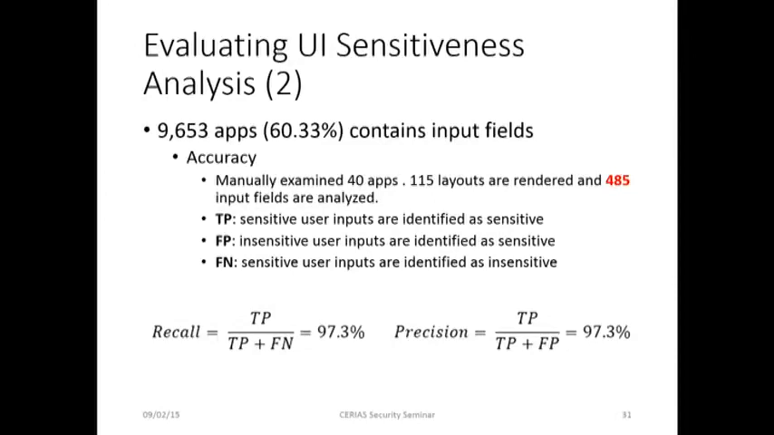We define true positives, false positives, and false negatives as follows. If a sensitive user input is identified sensitive, it's a true positive. If an insensitive user input is identified sensitive, it's a false positive. If a sensitive user input is identified insensitive, it's a false negative. And we use recall and precision to describe the accuracy. Both of them are 97.3%. That means we have low false positive and false negative rates.